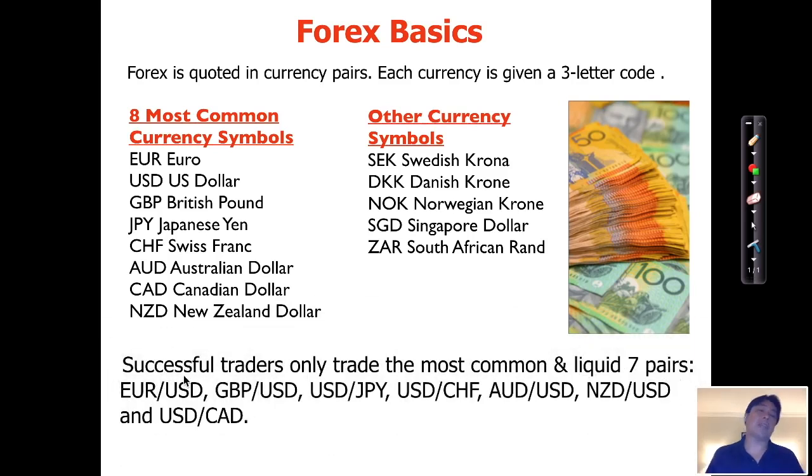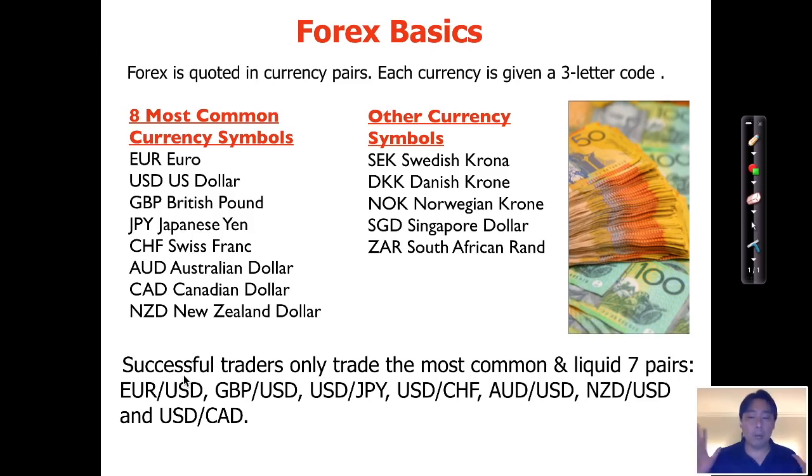And again, the most successful traders only trade the most common and liquid 7 pairs. Now, I do trade beyond the 7 pairs, slightly beyond it. I'm going to show it to you, but these are the 7 most common pairs, which are the most liquid, the most actively traded, okay, highest volume. So it moves with the greatest volatility and the tightest spreads. And I'll talk about spreads in a while.